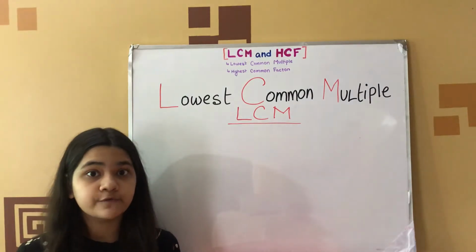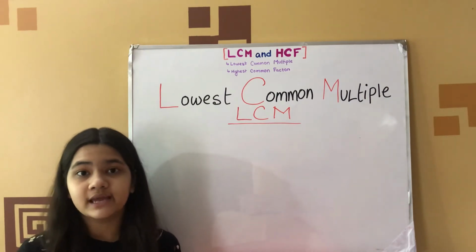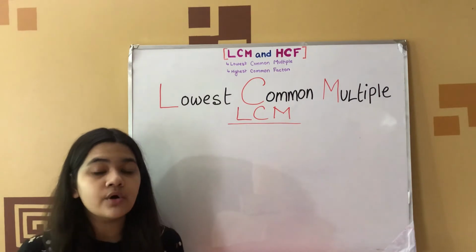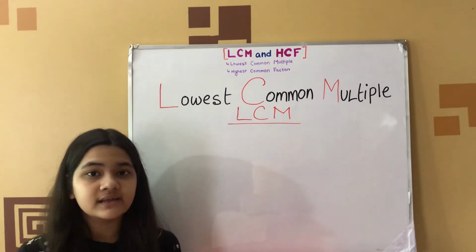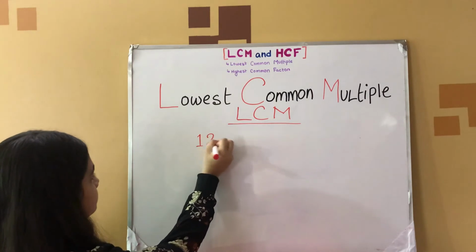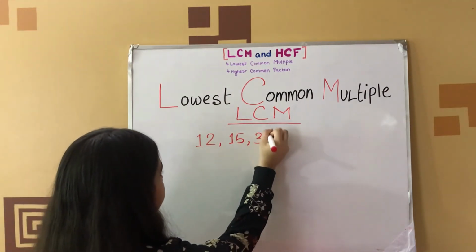When we are told to find the LCM of 3 or more numbers, we can take the smallest number which can divide any two of the numbers. So let's find the LCM of 12, 15 and 30.